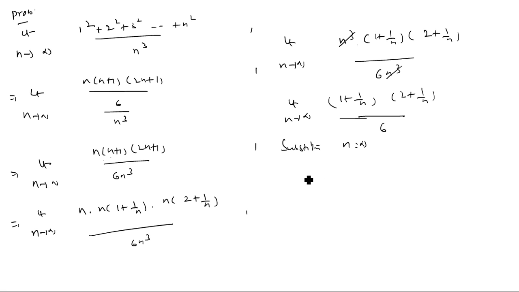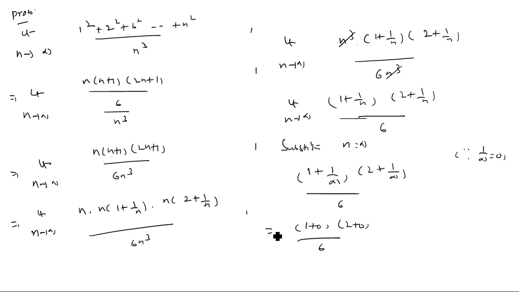Substitute n is equal to infinity, so we get 1 by 1 plus infinity into 2 plus 1 by infinity by 6, and we know the value of 1 by infinity is equal to 0. So we get 1 plus 0 into 2 plus 0 by 6, that is nothing but 1 into 2 by 6, that is equal to 1 by 3.